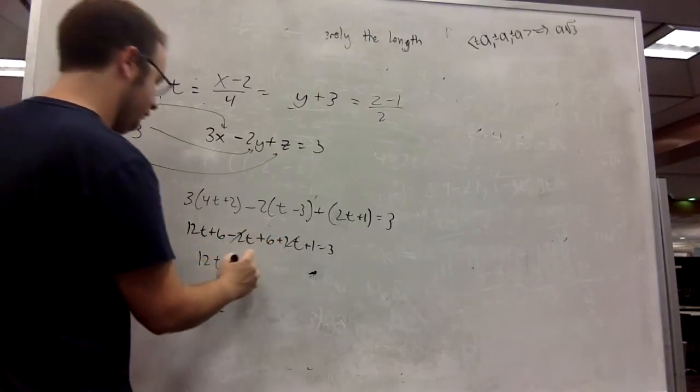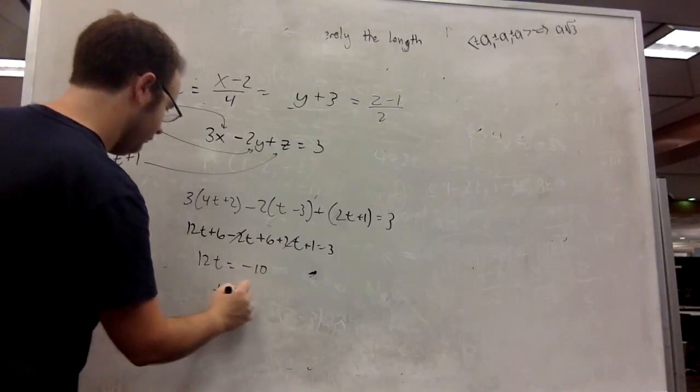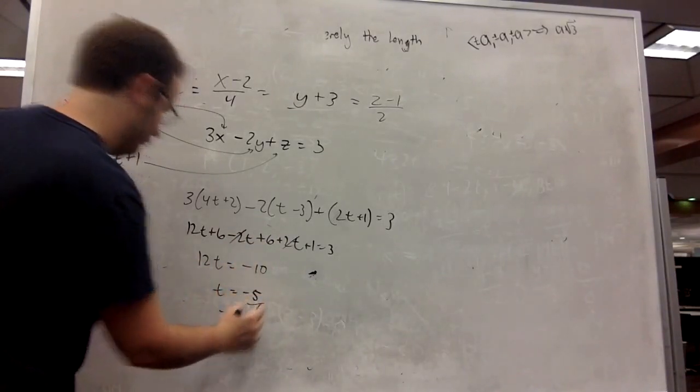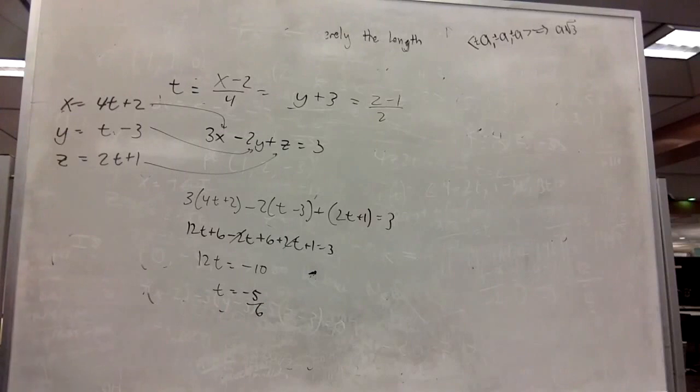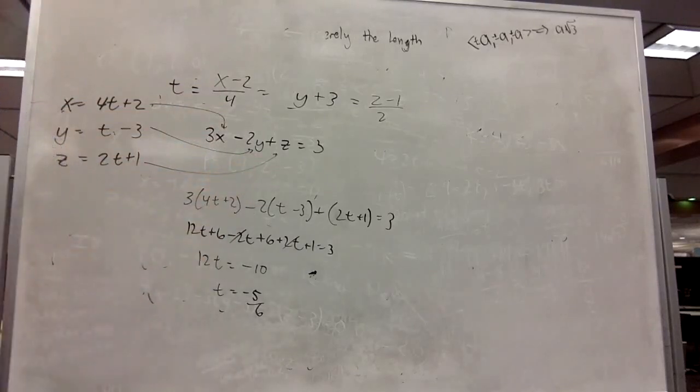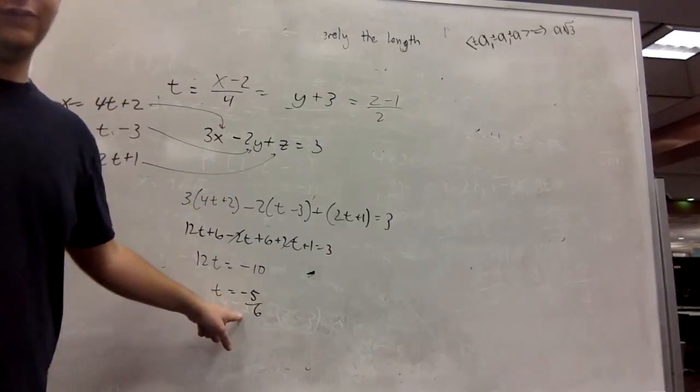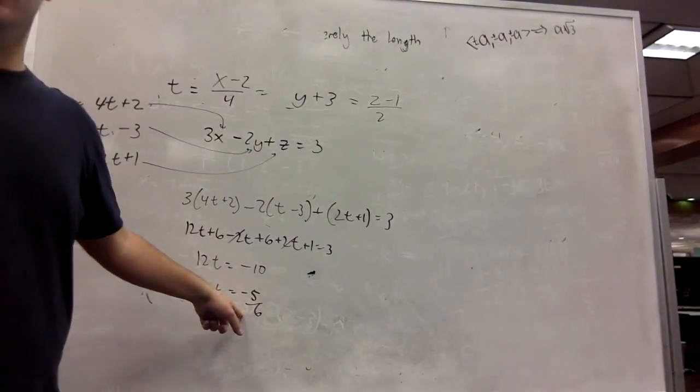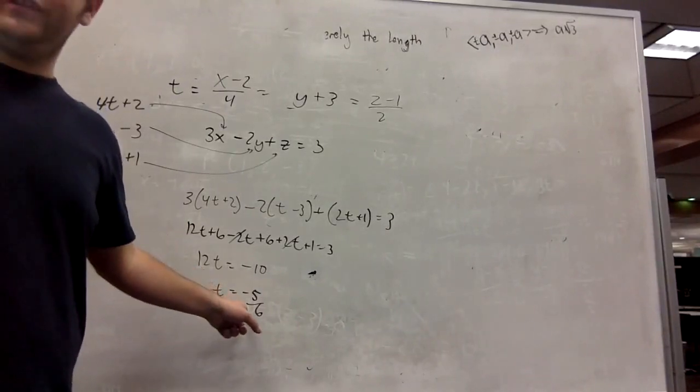For some reason when I use my calculator, I find that the value is negative 5 sixths. And the question asks you, what point does this line intersect that plane? Yeah. That's not an answer. First of all, why is that not an answer? It's not a point. It's a parameter t that describes a point.